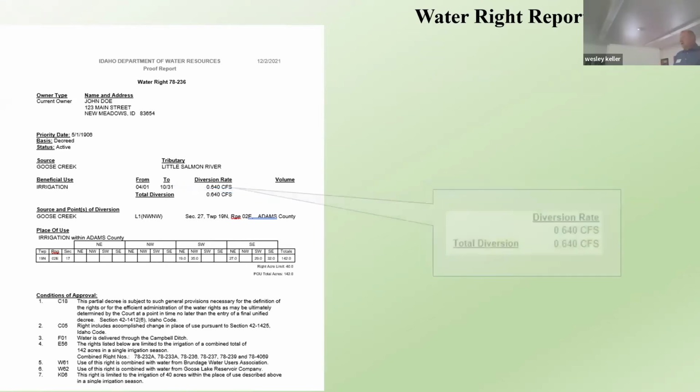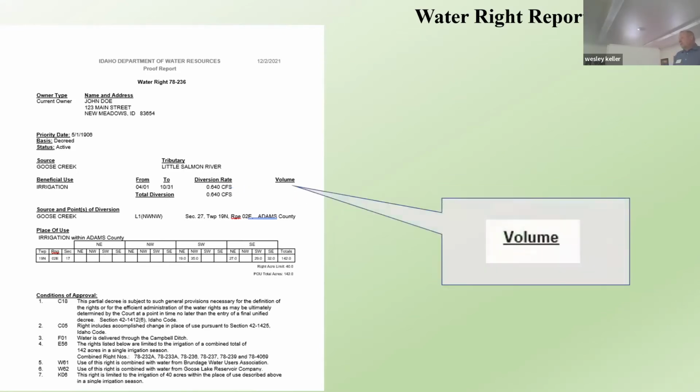Next is the diversion rate. So this is the rate at which, instantaneously, the water right can be diverted from the natural source. So at any time during the season of use, this water right authorizes 0.64 cubic feet per second to be diverted from Goose Creek at its point of diversion. Next one, volume. Now a lot of the surface water rights, especially older decreed rights, did not have a volume assigned to them.